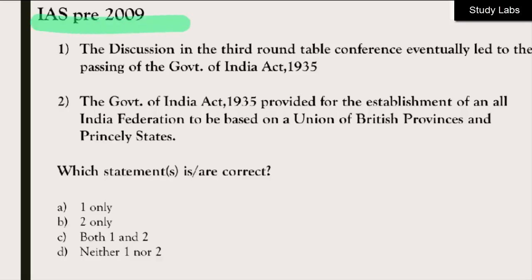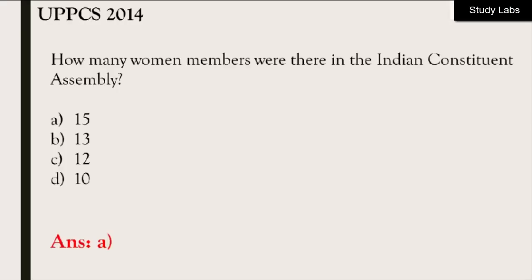So do make a comment on that too. Now this question was asked in Prelims 2009. The discussion in the third round table conference eventually led to the passing of the Government of India Act 1935. Yes, the Government of India Act 1935 provided for the establishment of an all Indian federation based on a union of British provinces and princely states. Okay, so I'm giving the answer here.